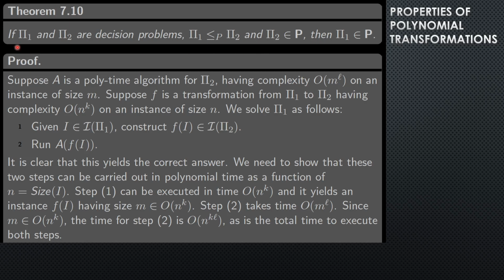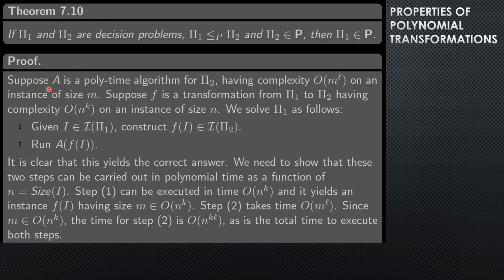Okay, so consider two decision problems, pi 1 and pi 2. And suppose there is a polytime transformation from pi 1 to pi 2. And suppose pi 2 is solvable in polytime, so it's in P. Then we can also solve pi 1 in polytime. Pi 1 is also in P. So if we have pi 2 in P and a polytime transformation from pi 1 to pi 2, we can prove that pi 1 is also in P. Okay, so let's see this.